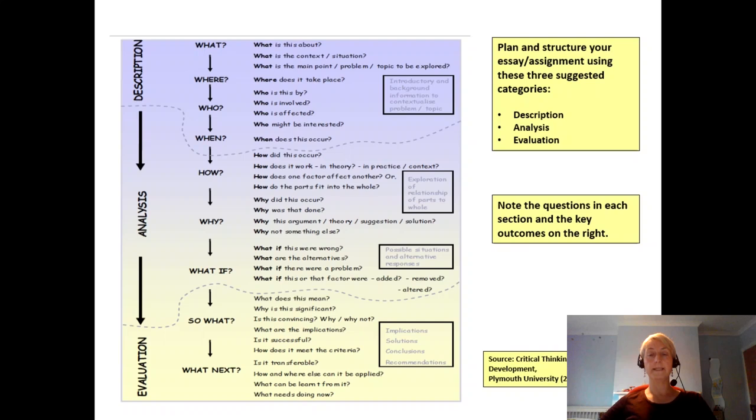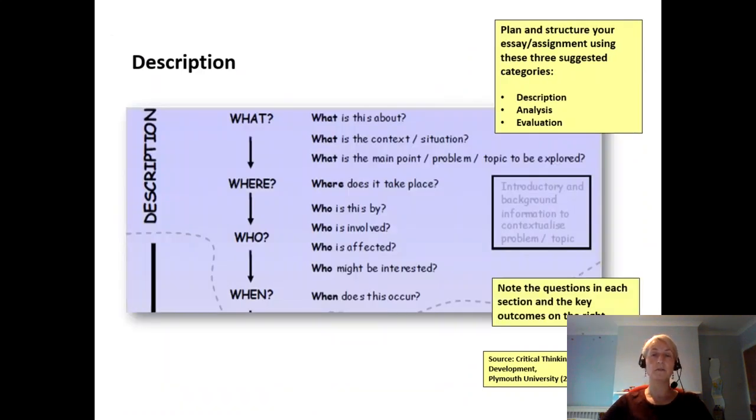This particular tool is taken from Plymouth University, and it's looking at splitting down a piece of work into 3 parts. So we're structuring an assignment or an essay, and it can be a short piece of work, and it can be just as useful for dissertations or longer pieces of work that we might be carrying out. So we're looking at the description, the analysis, and the evaluation. I'm just going to split those 3 areas down in the next few slides so you can see them more clearly. So the description looks at the what, where, who and when.